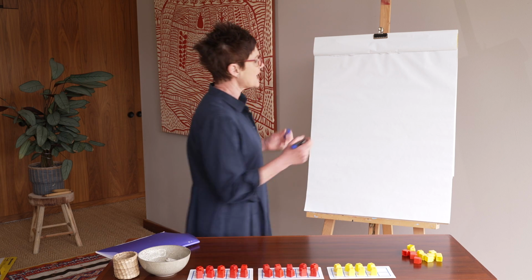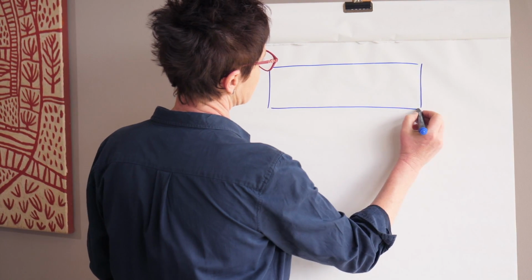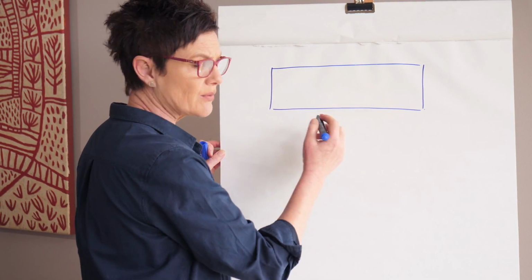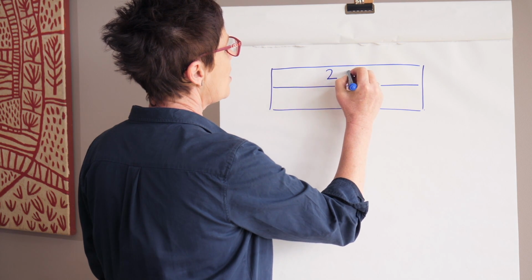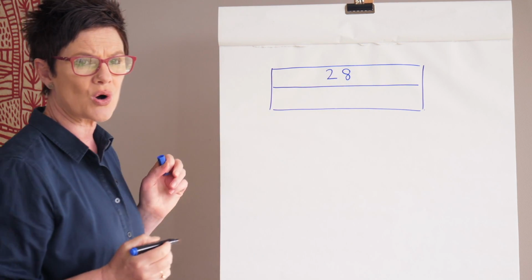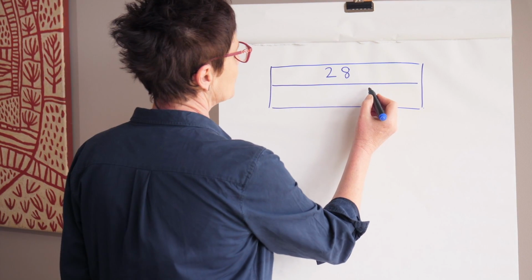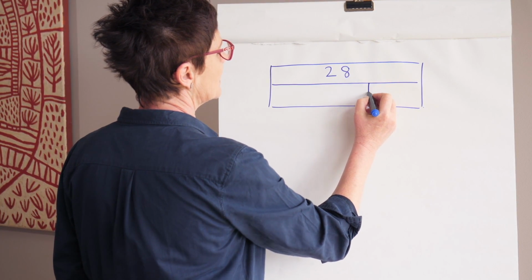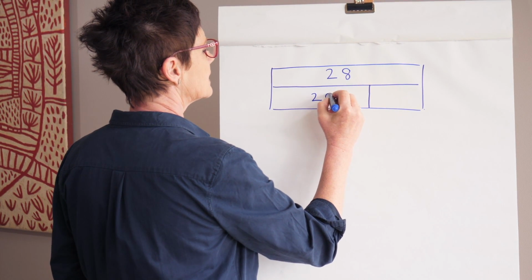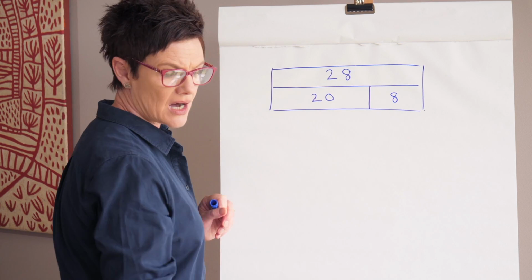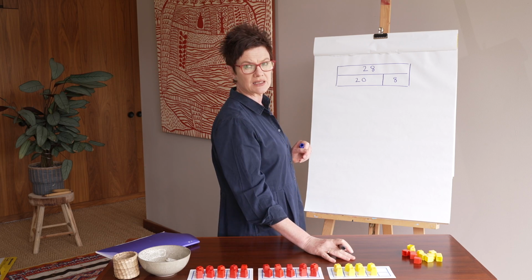We're going to use our bar model because we're very good at this, and we know we draw a rectangle, a line through, and we put our whole at the top. 28 is our whole, and we're going to have a look at how we partition that into 20 and 8. I have 20 and 8.